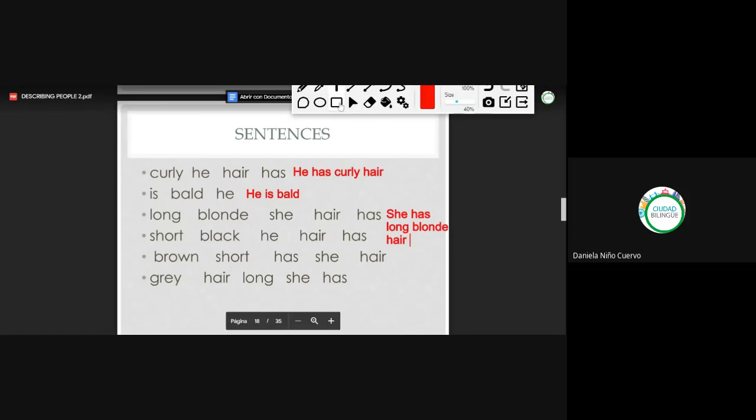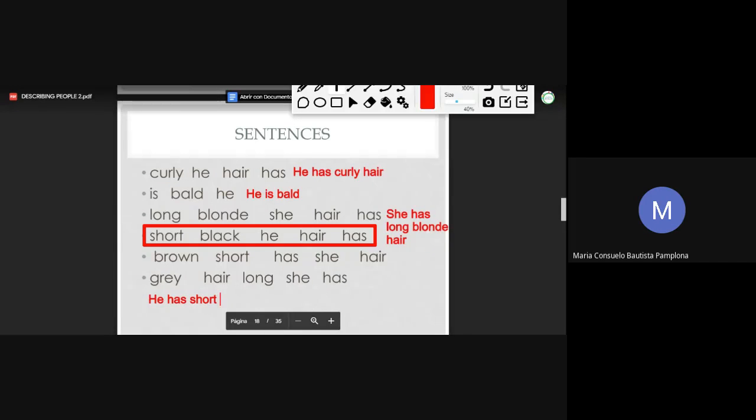We continue with this one. Short, black, he, hair, has. What is the correct order? Primero el largor. Yes? He has. Yes. Short. Yes. Black. He has short black hair. Yes, perfect. Very good. He has short black hair. Primero va el largor del cabello, después va el color y finalmente la palabra cabello. Yes, very good. We continue.